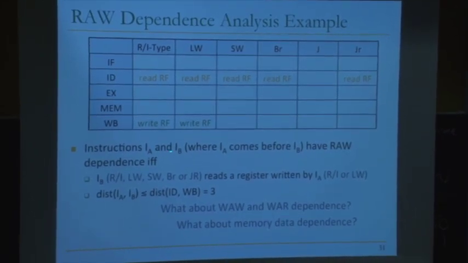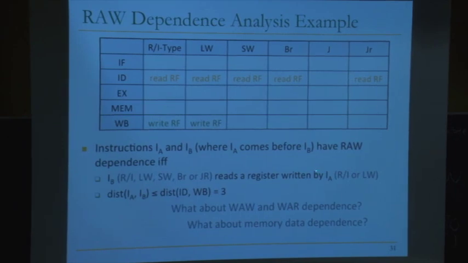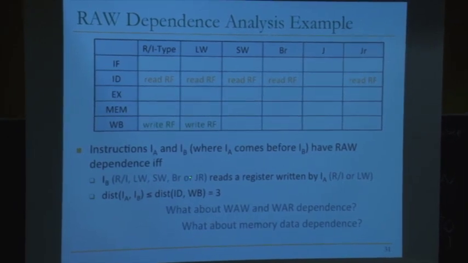Basically, instructions A and B have a read after write dependence if instruction B reads a register written by instruction A, and the distance between those instructions is less than the distance between the instruction decode and write back stages. I'll let you think about these other dependencies. We'll talk about memory later on. We're going to ignore memory for now.